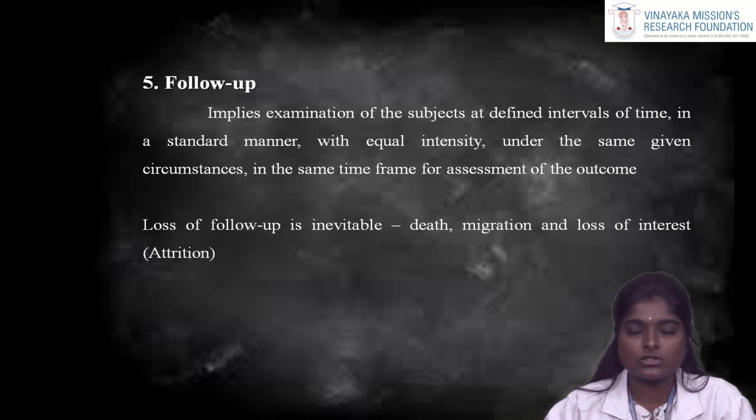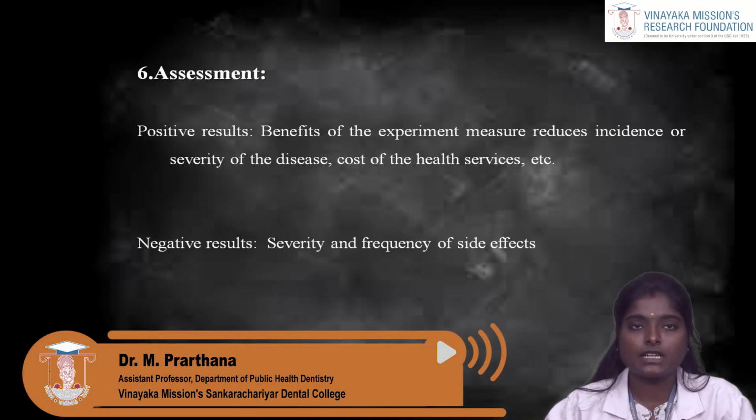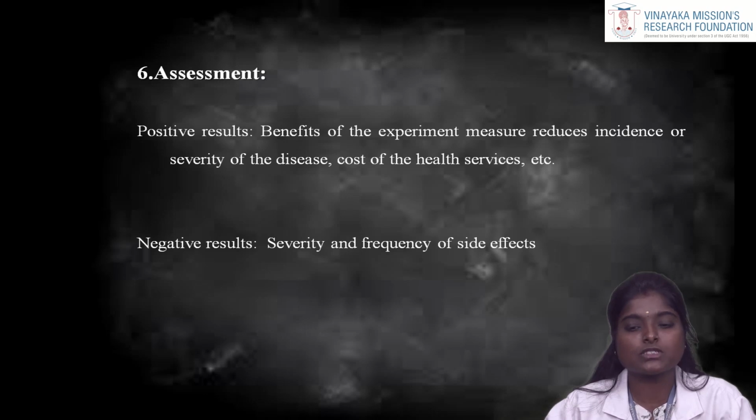Loss to follow-up is always inevitable, so always try to include an attrition ratio in your sample size, and this can be due to death, migration and loss of interest. And then finally assessment is done. With positive results, benefits of the experimental measures, reduced incidence or severity of disease, and reduced cost of health service can be observed. With negative results, the severity and frequency of side effects will be observed.